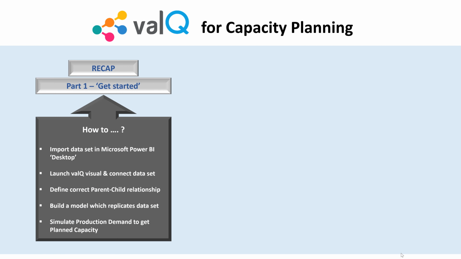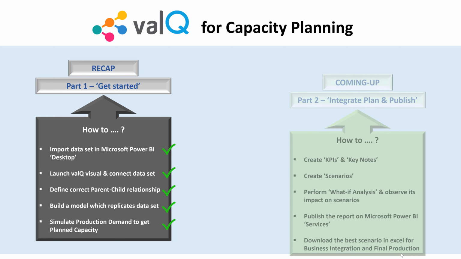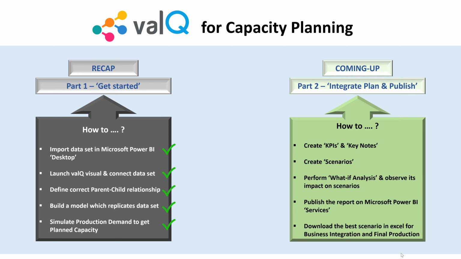Hello and welcome back. In the first part of this video, we saw how to get started by importing data, building a model on valQ, and simulations to get plant capacities. In this second part of the video, we will see how to integrate the plan by creating KPIs, key inputs, and scenarios, and finally publishing the report for final production of plant capacities. So let's get started.